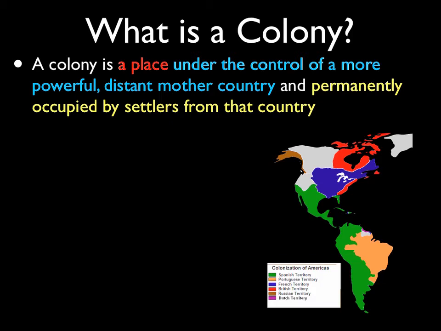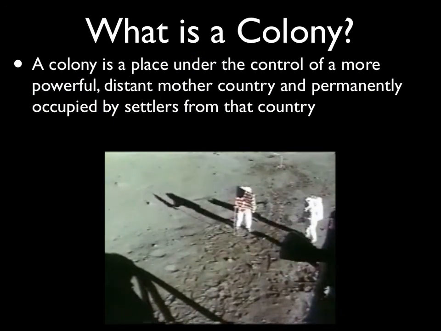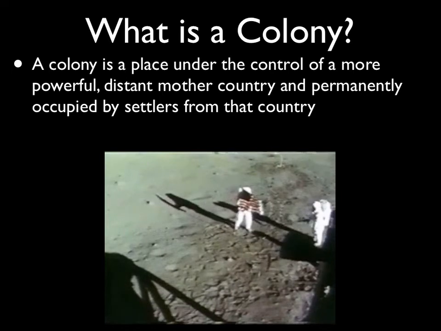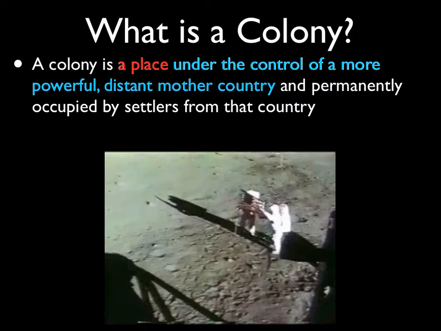Now let's look at another example. This one a little bit more recent. When the United States landed on the moon and planted its flag, did the moon become a colony of the United States? Well, first we need to ask, is the moon a place? And yes, of course, the moon is a place. Well, was the moon under the control of a more powerful, distant mother country? Well, at the time, the United States was the only country with the technology to reach the moon, so I would argue yes, it was. Was the moon permanently occupied by settlers from the United States?